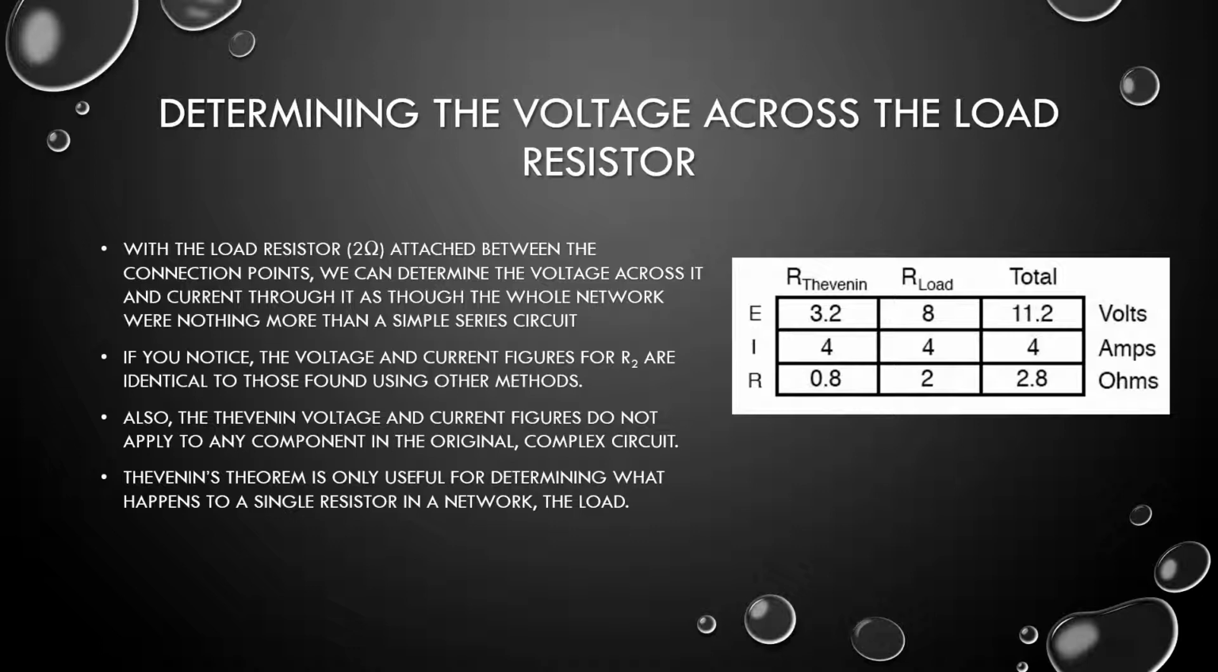Also, the Thevenin voltage and current figures do not apply to any component in the original complex circuit. Thevenin's theorem is only useful for determining what happens to a single resistor in any network, the load. And to the right you can see that the Thevenin values don't match any of the single components in the original circuit. However, it is still a useful determination of the overall circuit using different scenarios without having to do the same math over and over. So this is actually a really cool law to use.